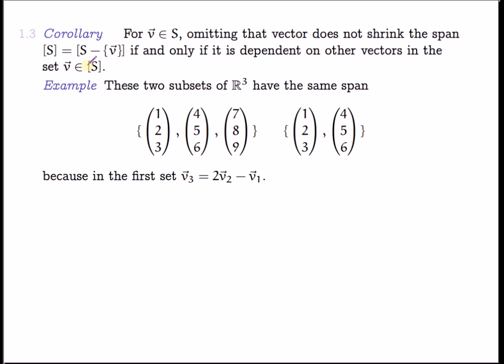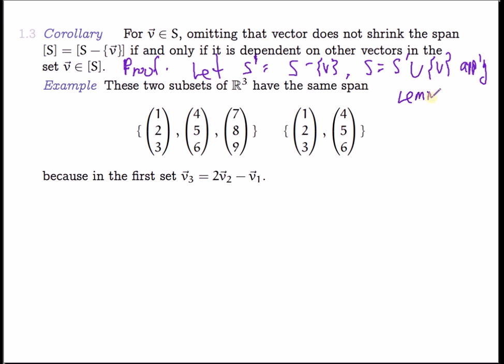So for the proof of this, I'll let S prime equal S union V, and that means that S is equal to S prime minus V, and I would apply the lemma to S prime. So really this is just another way of stating the lemma with a different definition of sets.